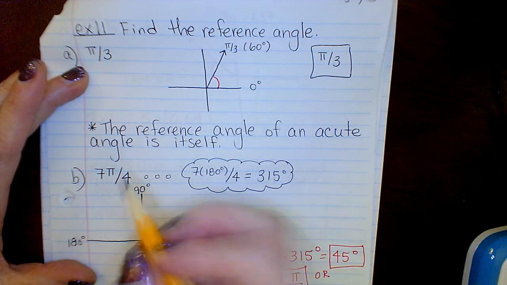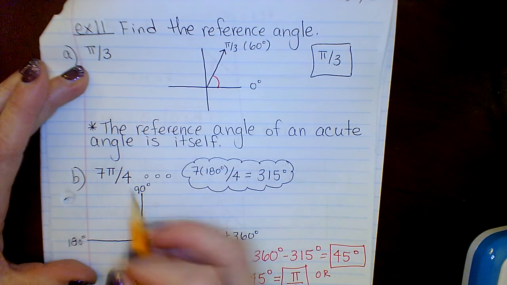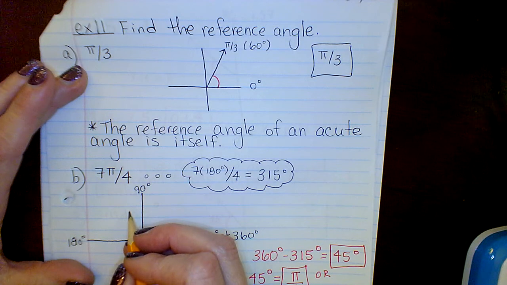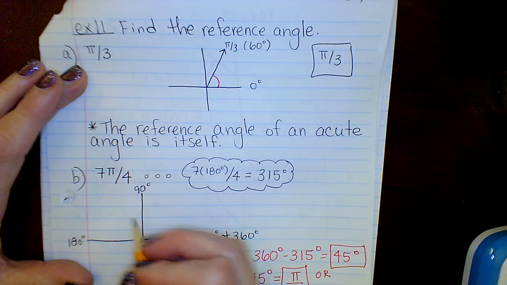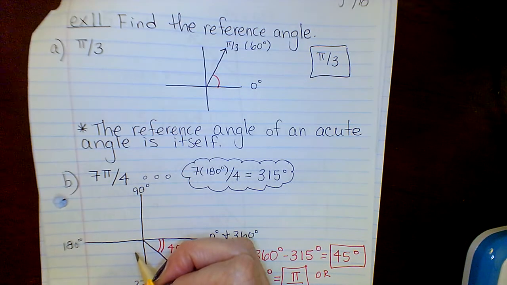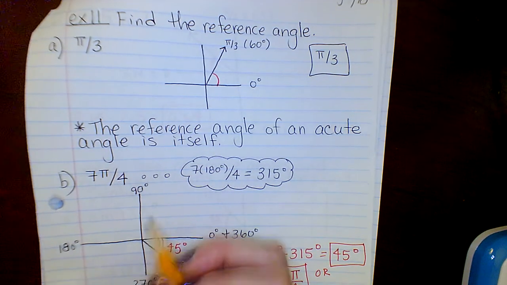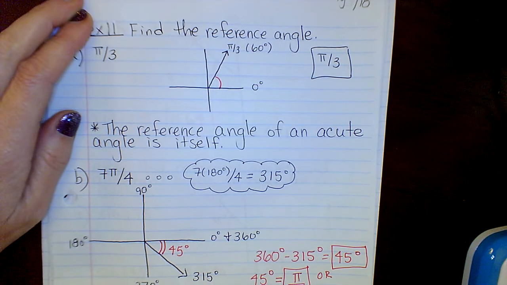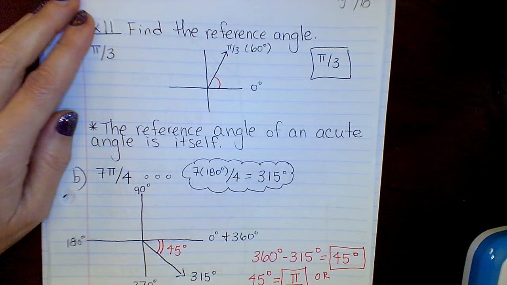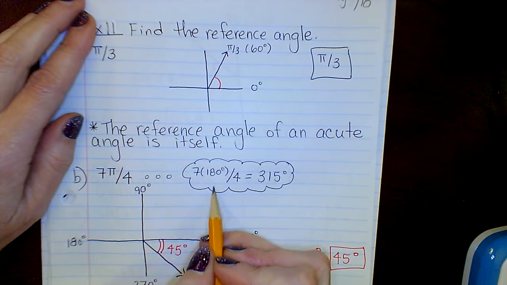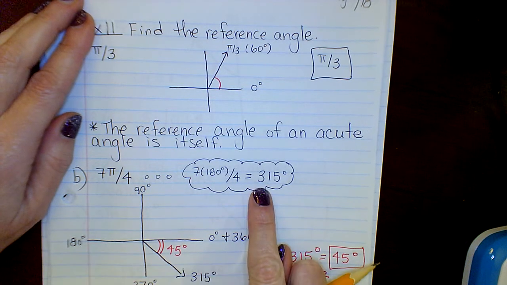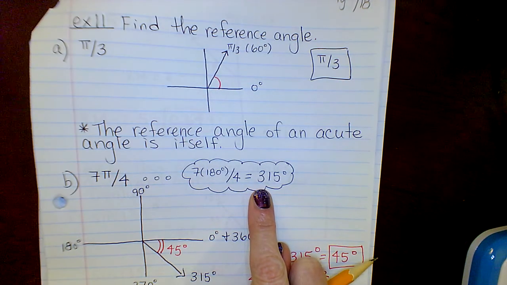All right, 7 pi over 4. To start with, I think it's going to be easier for you guys to work in terms of degrees than radians. But certainly if you want to work with radians, that's awesome. Okay? I chose to just go ahead and change it to degrees to maybe make it a little easier for you. All right, so we get 7 times 180 degrees divided by 4. 7 pi over 4 is the same as 315 degrees.